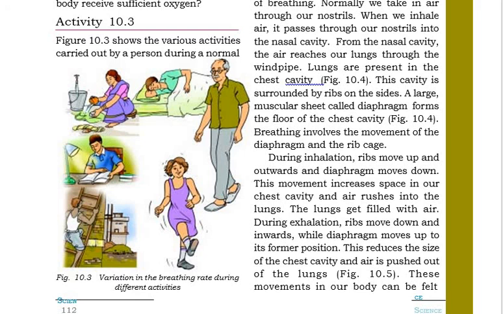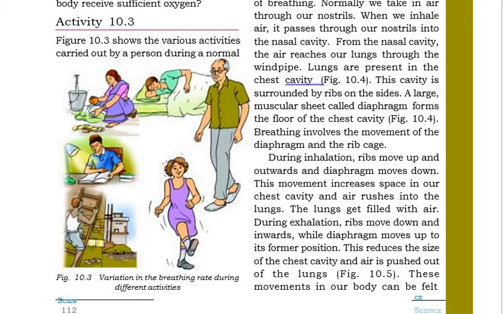This cavity is surrounded by ribs. On the sides, there is a large muscular sheet called the diaphragm, a separating wall. When we take a deep breath, you can see your whole body is coming upwards. That is, the diaphragm is moving upwards. When we relax, slowly the diaphragm comes downwards.